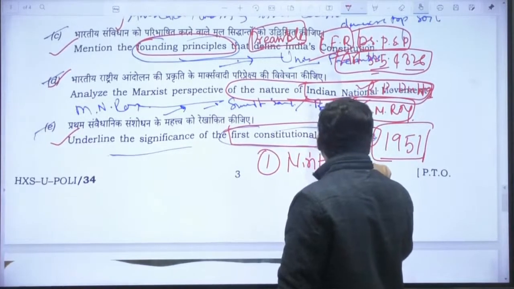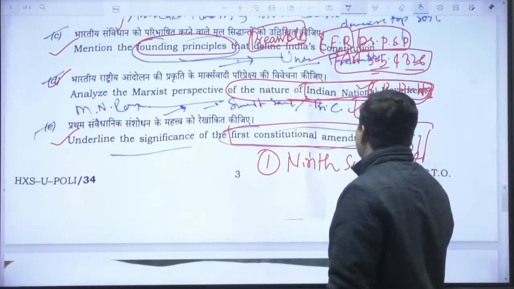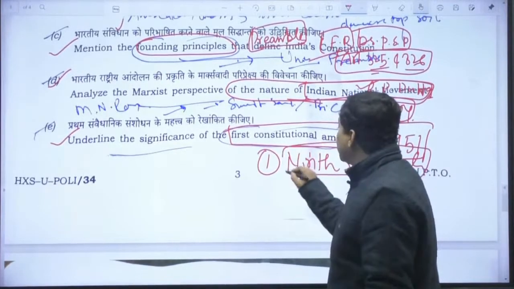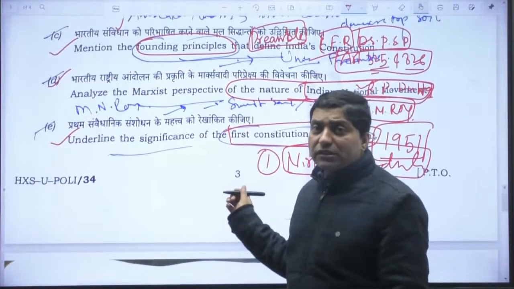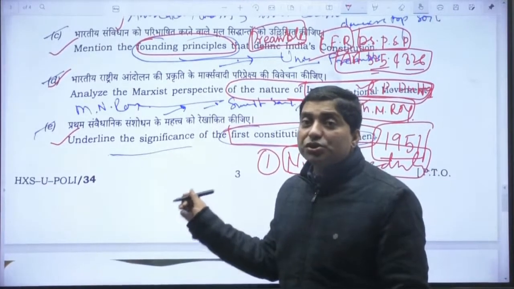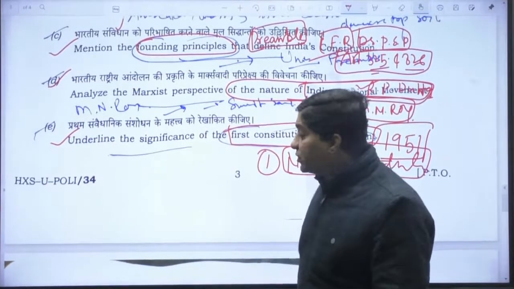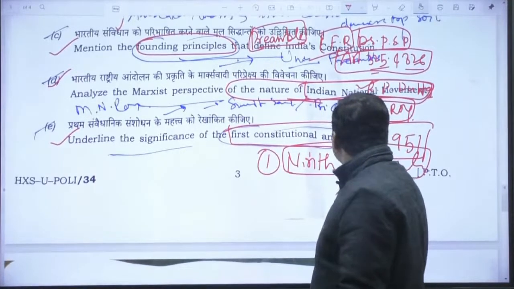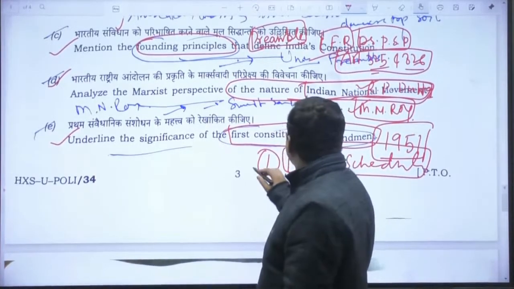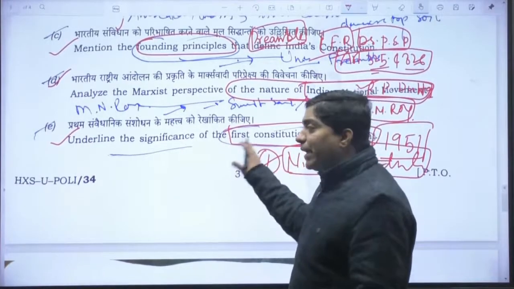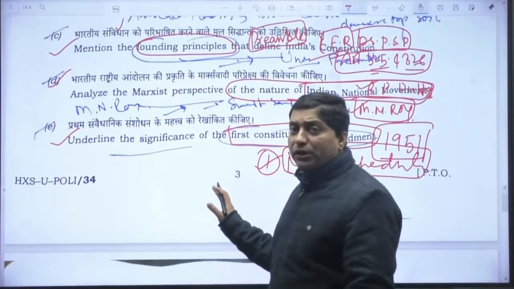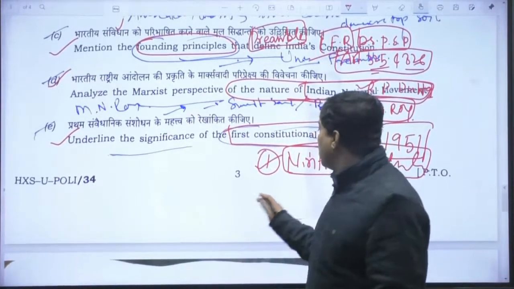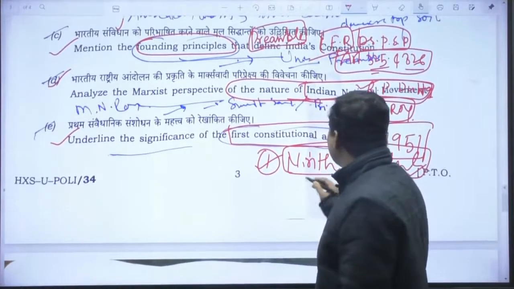Ninth schedule, right? And what was the ninth schedule? Any law which has been put in the ninth schedule is out of the judicial purview, from the judicial review of the judiciary, right? So if you see the many things, many laws, including various land reform laws, have been put in the ninth schedule.